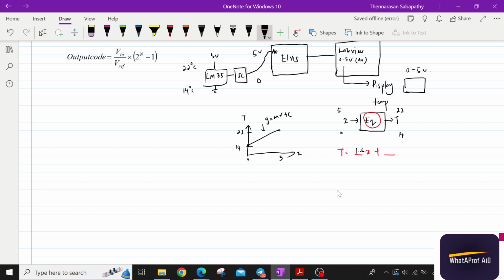Okay, and then c is actually 14. So you should have t equals 1.6x plus 14. Supposedly you should have this equation, don't multiply with 10, 15 or 25 so that you get some temperature. It's actually not accurate. If you use this equation, then you will get exactly, for example, if you read 14, it will show 14. If you read 22, it will show 22.